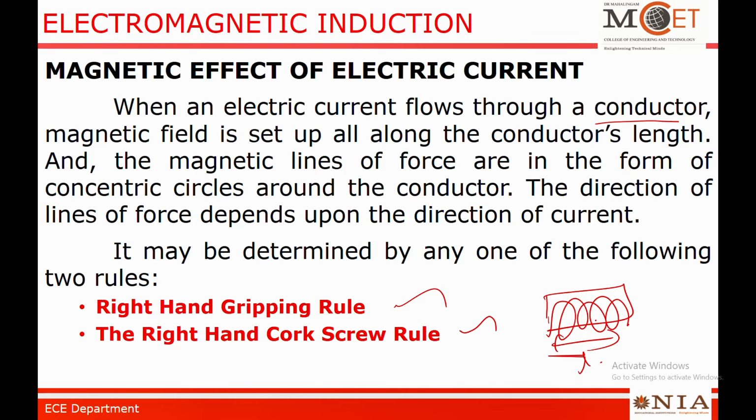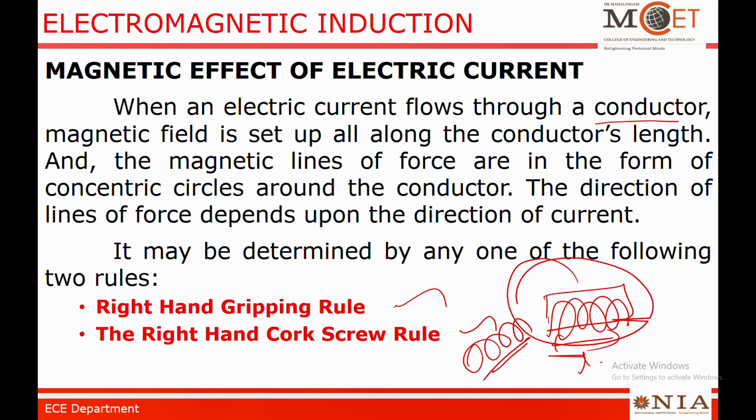Now the magnetic lines of force are obtained in the form of concentric circles. So these concentric circles represent the magnetic lines of force. The direction of the lines of force depends on the direction of the current. With respect to the direction of the current, the direction of the lines of force is also defined.